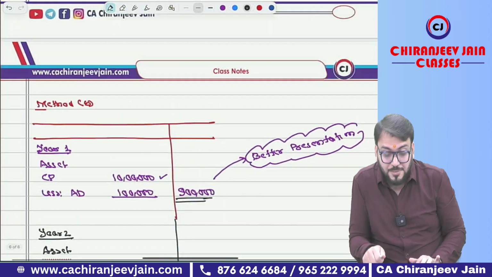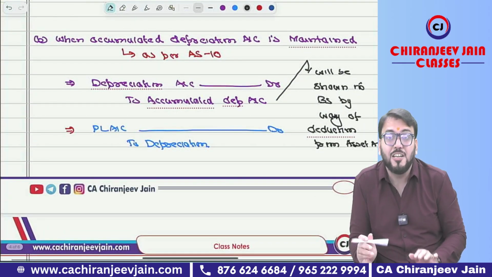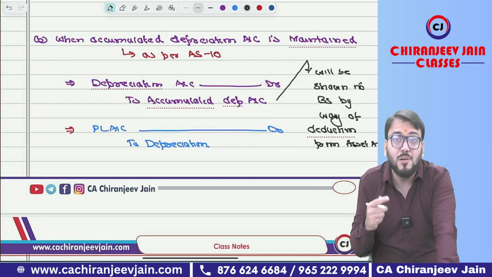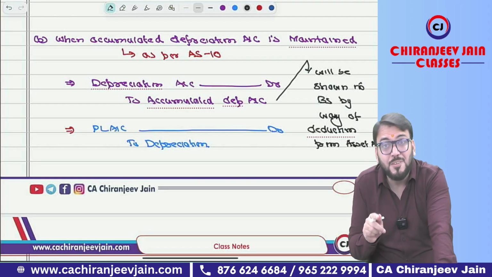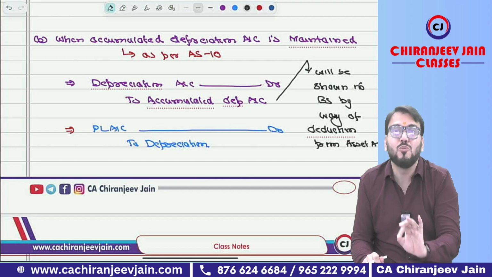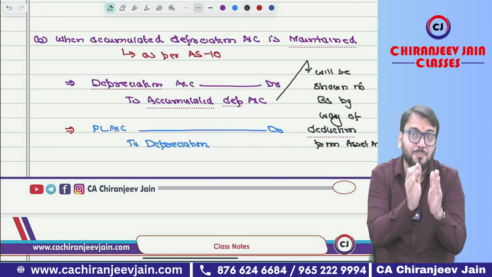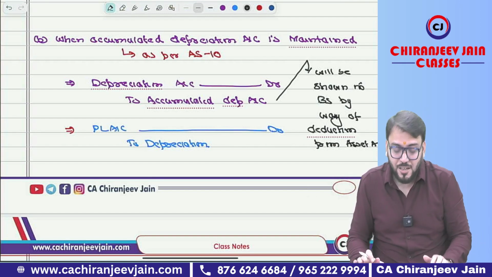Presentation different, so it means you need to understand when to pass this journal entry, when to pass this journal entry from examination point of view. You need to understand whether accumulated depreciation account is maintained or not. If it is maintained, then depreciation to accumulated depreciation. If it is not maintained, then depreciation to asset. That you need to understand. So that will be depending upon the information given in the question.